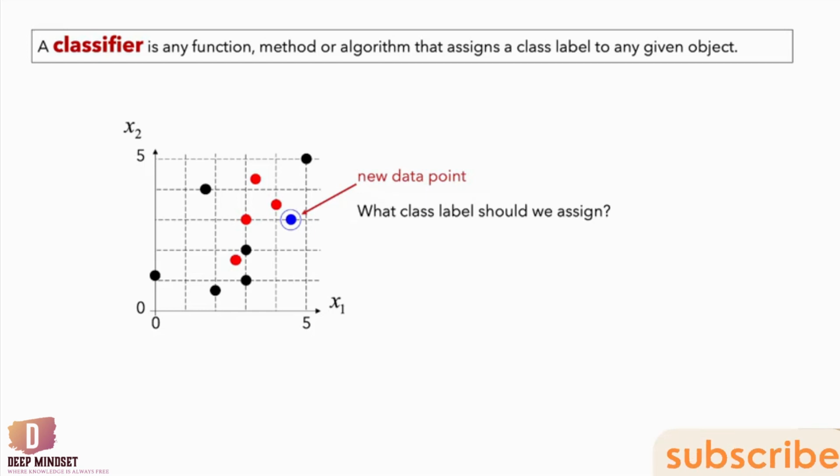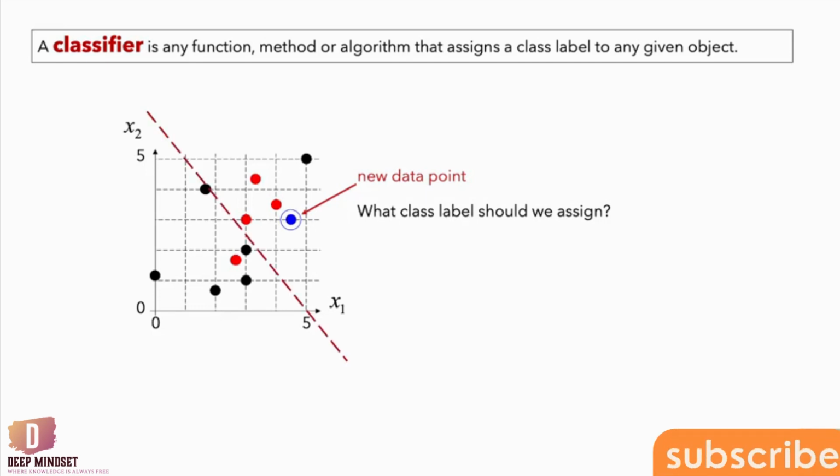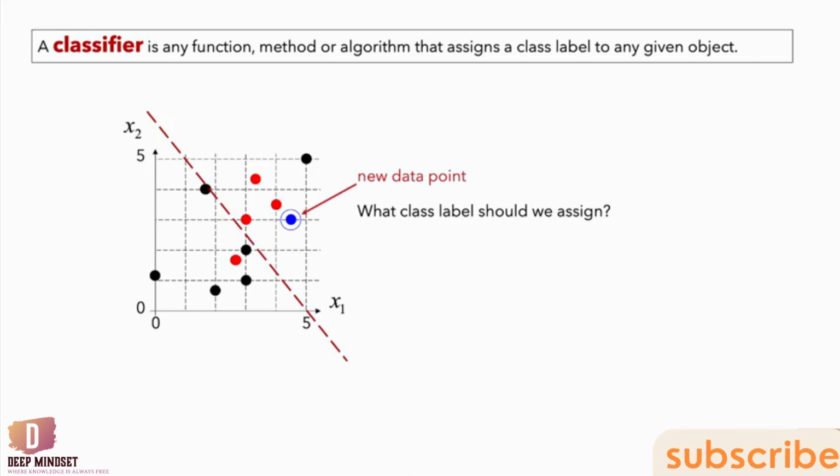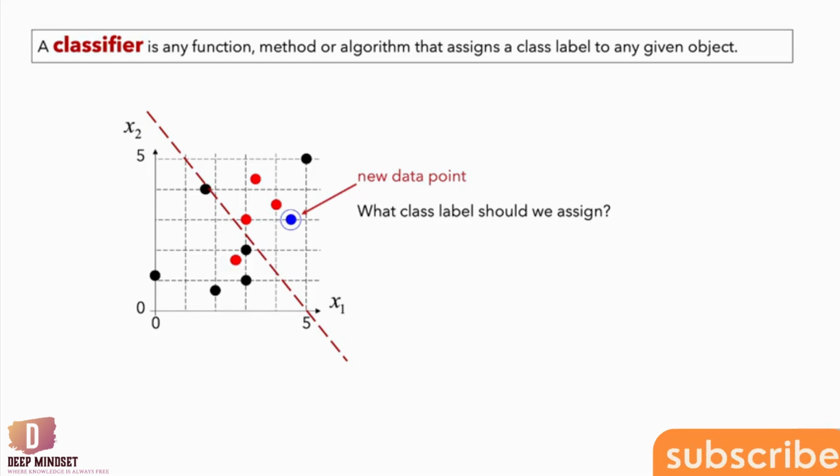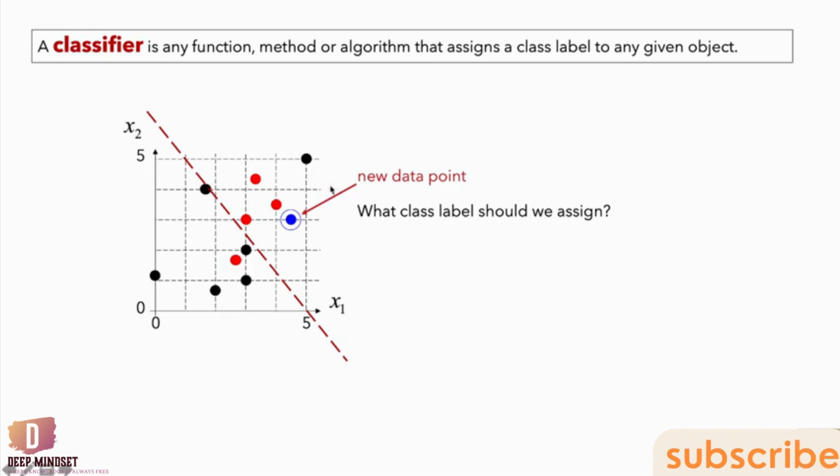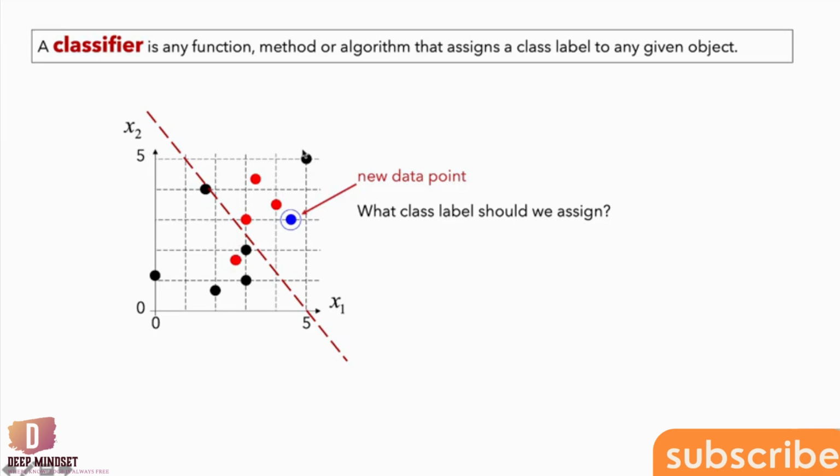Well, I would probably assign the class red. So here I just draw a line, so it's a linear classifier, and it splits the dataset in two parts, the black part and the red part. And as you can see, there might be some errors like here and here.